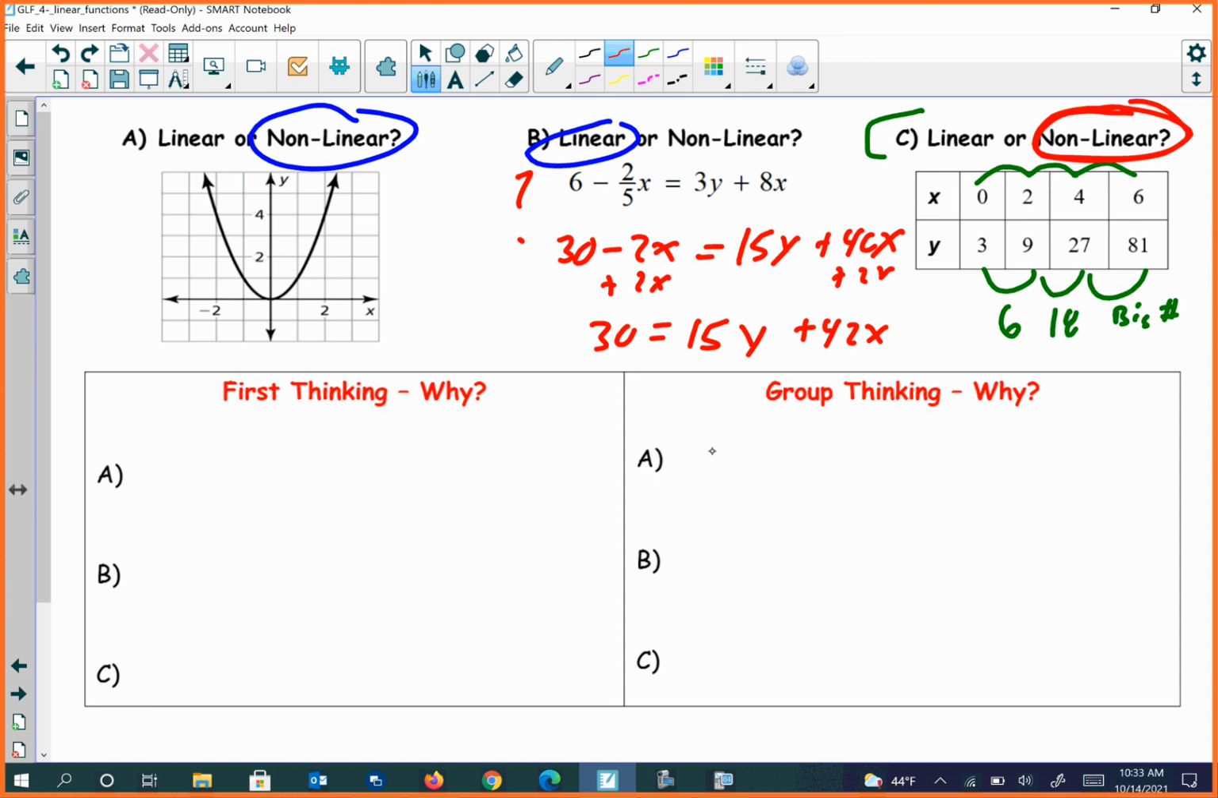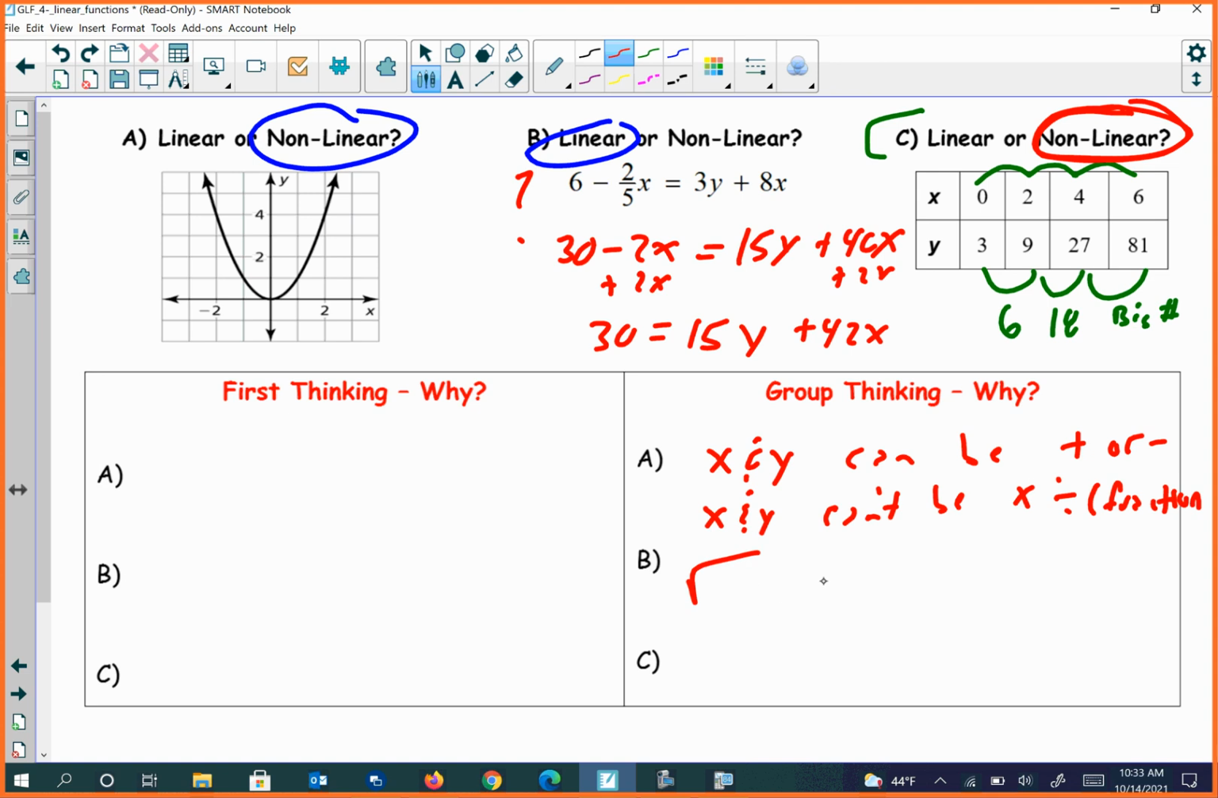So things to know. X and Y can be added or subtracted. X and Y can't be multiplied together or divided. Remember, divided is a fraction. Now, I could have x over 3, and that's fine. I just can't have 3 over x. I can't have x in the bottom or y in the bottom. I can't have a square root sign with x or y, or both.